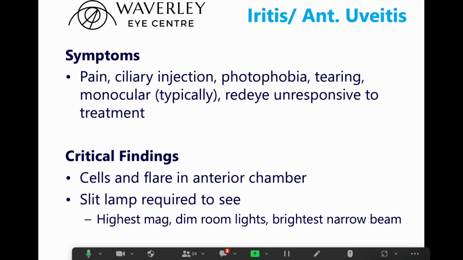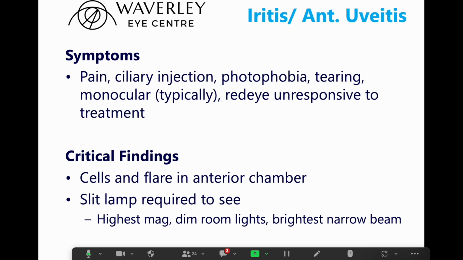So this one will come in often, and this one can often easily be missed because it comes in as this chronic red eye. They present with pain or discomfort, but I wouldn't say it's pain, it's more like an ache if they're going to have it. And they're going to have ciliary injection. That's that ciliary flush, or that injection right around the limbus. They're going to be sensitive to light typically. They're going to be more of a watery eye.